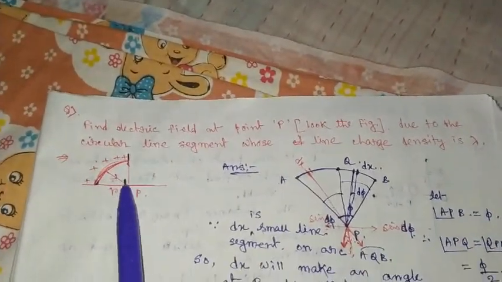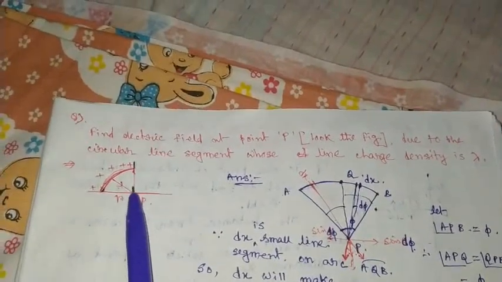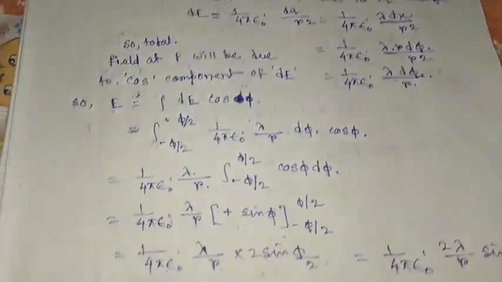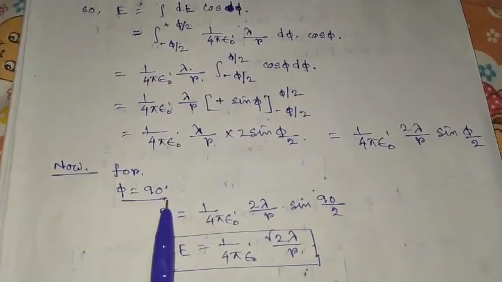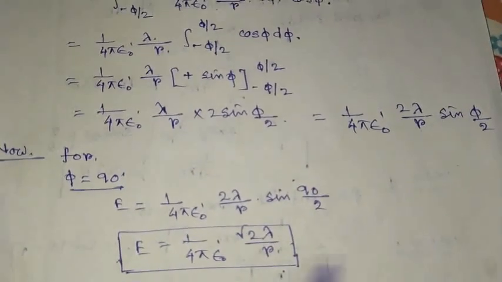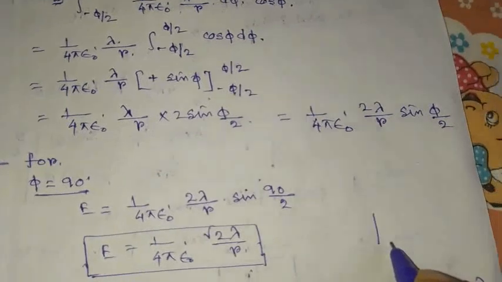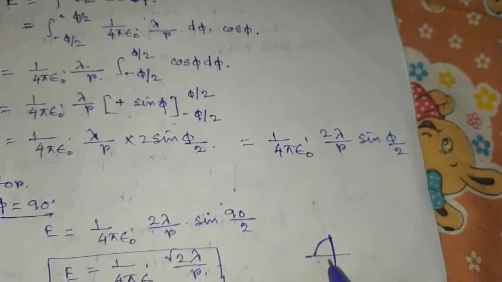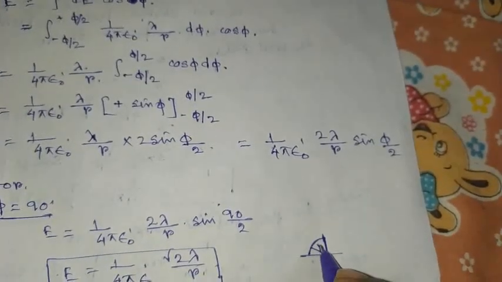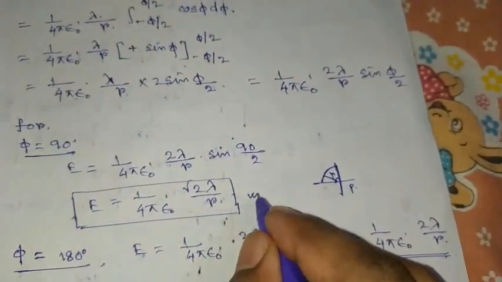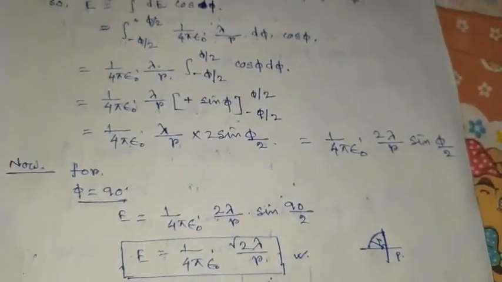This is a particular problem we have said earlier, making an angle 90 degree at point P. So if we put the value of phi as 90, then we found E equals 1 by 4 pi epsilon naught, root 2 lambda by r. So our exact result due to this arc of radius r making an angle 90 degree at point P will be this. So we have solved our problem.